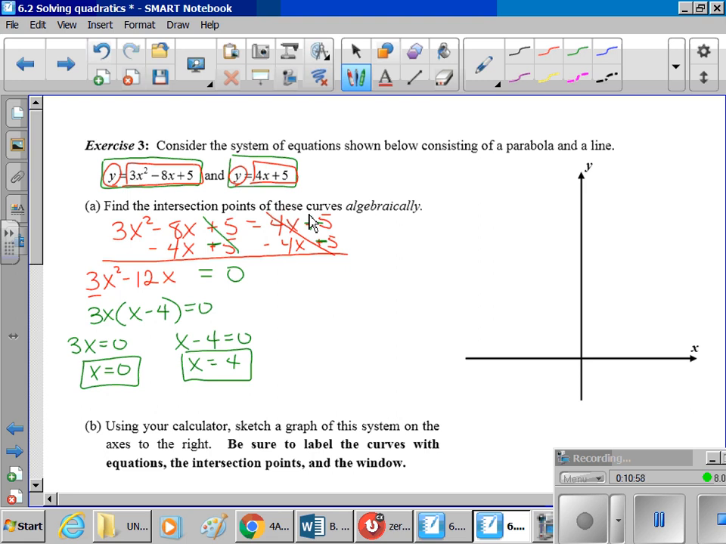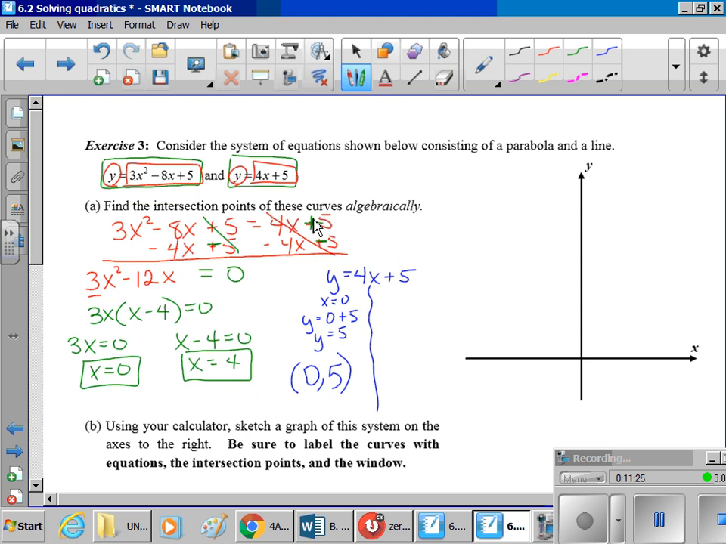We need to go back and find the y values. Now I'm going to pick the easier function, which is y equals 4x plus 5. All right, so now I'm going to set x equal to 0. So I get y is equal to 0 plus 5. So y is equal to 5. So this point is going to be x is 0, y is 5.